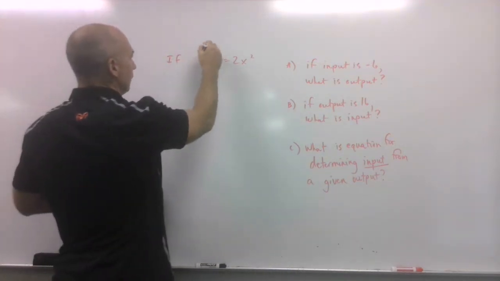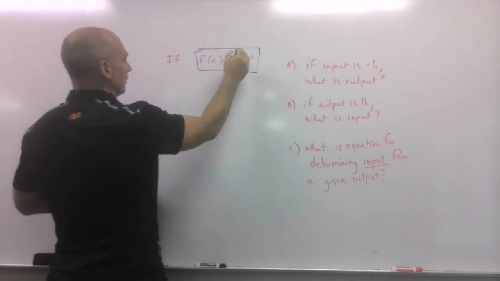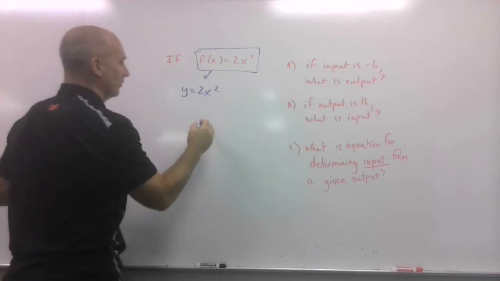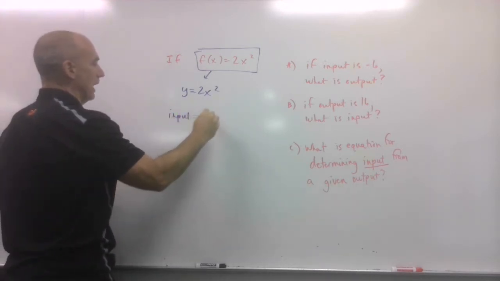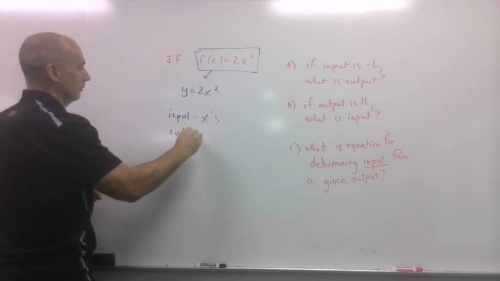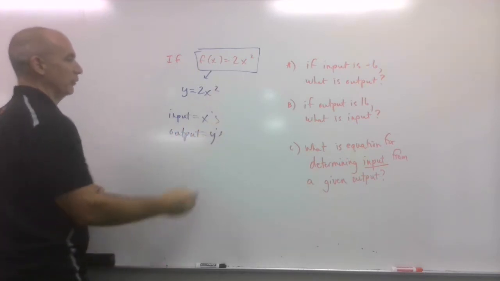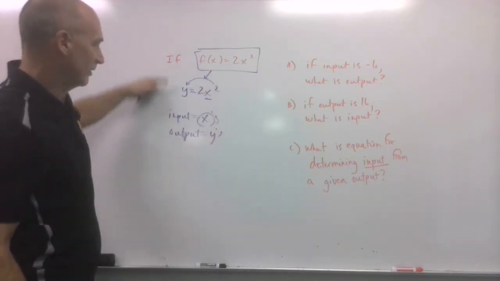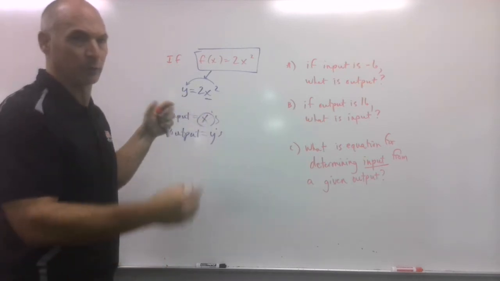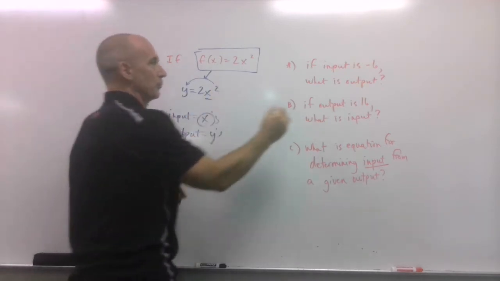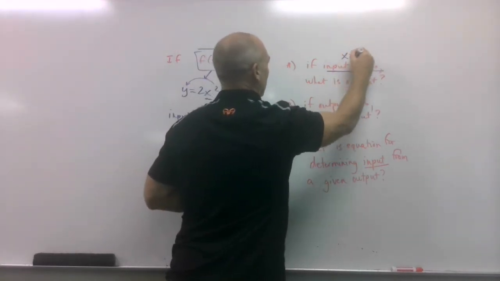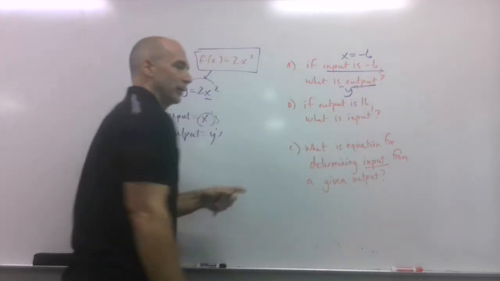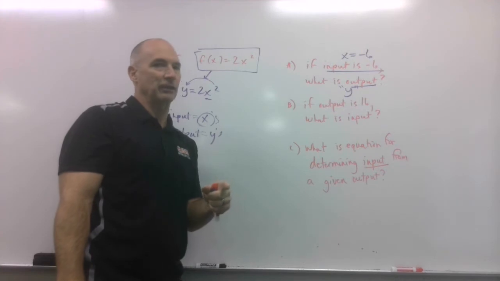So they give you a function, and you see this is actually y equals 2x squared. So we would say our input would be our x's, and then our output would be our y's. So if we know what x is, we can plug it in here and find y. So this is a kind of a matter of just logic and knowing what you have and what you can find. So if the input is -6, so they're saying let x be -6. What is the output? That's saying find y.